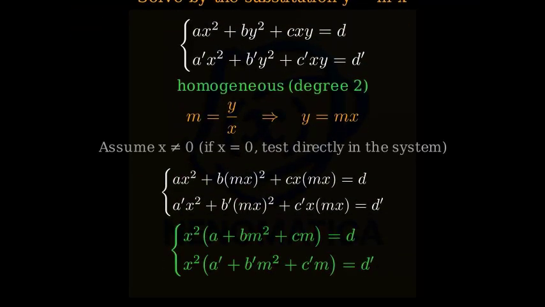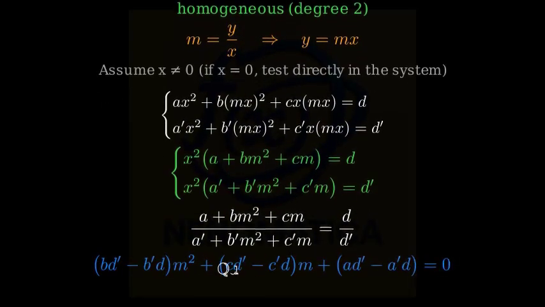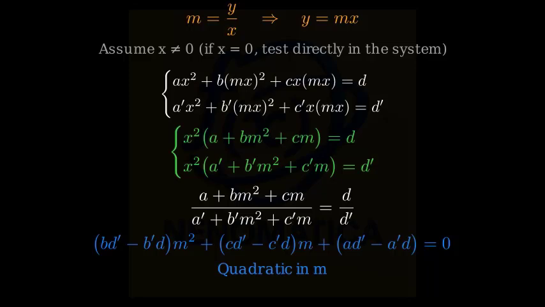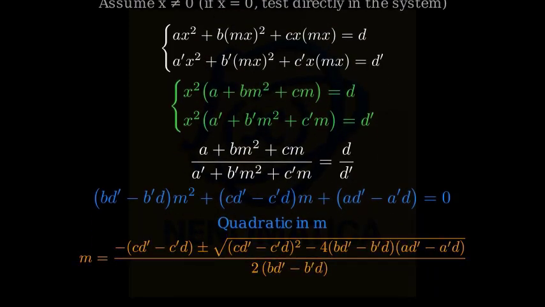Factor x squared out of each equation. Because x squared is not 0, divide the equations to eliminate it. Cross-multiply to get a single equation in m. It is a quadratic in m with these coefficients. Solve this quadratic for m. Then find x from either factored equation, and recover y equals mx.